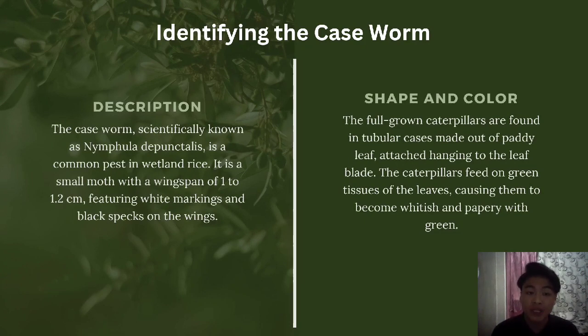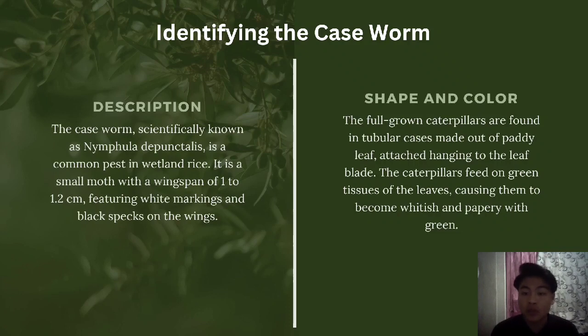The description: the caseworm, scientifically known as Nymphula depunctalis, is a common pest in wetland rice. It is a small moth with a wingspan of 1 to 1.2 cm, featuring white wings and black specks on the wings. Next, the shape and color.